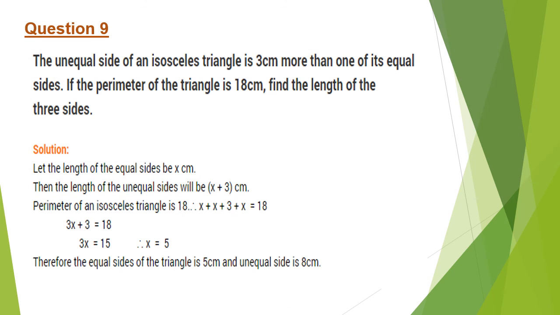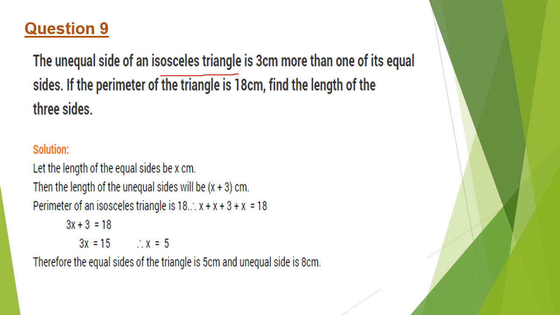Now come to question number 9, children. The unequal side of an isosceles triangle. Children, I hope you know an isosceles triangle means a triangle in which only two sides are equal. So the unequal side of an isosceles triangle is 3 centimeter.